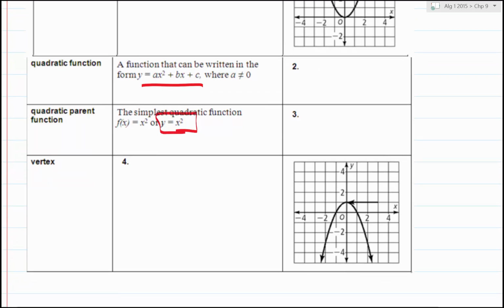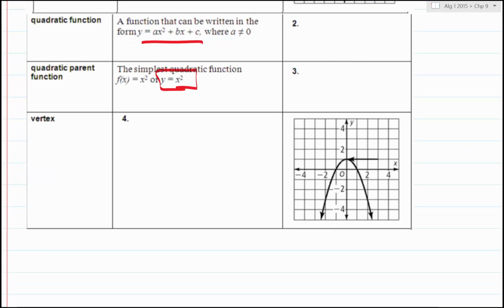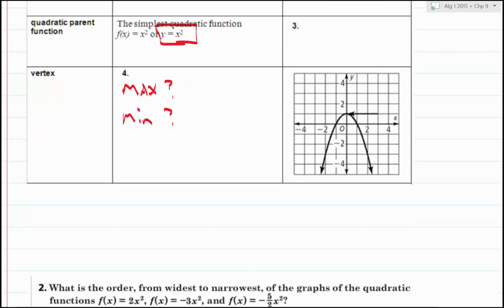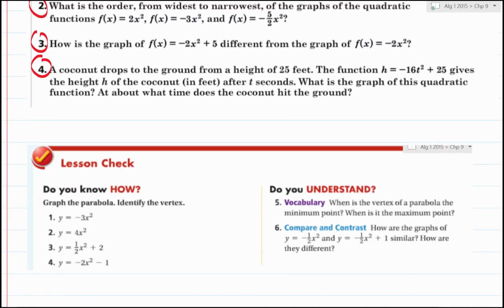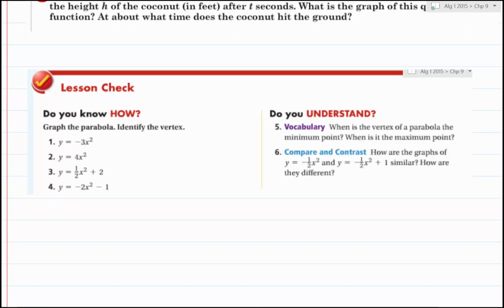Okay, so what does it look like? What's it always going to look like? The vertex. How do I know? Max versus a min. So jot a few things in here to clear it up. Okay, and then in some quick little review, we're going to drop a coconut this time. Probably not a squirrel, you know? Just how it happens. And then we'll save these for a few things we could work on together.